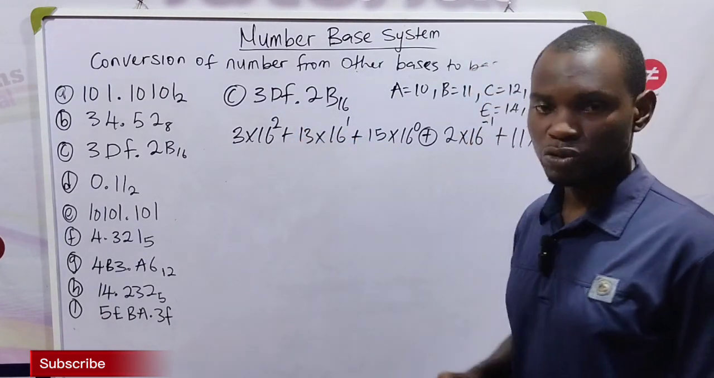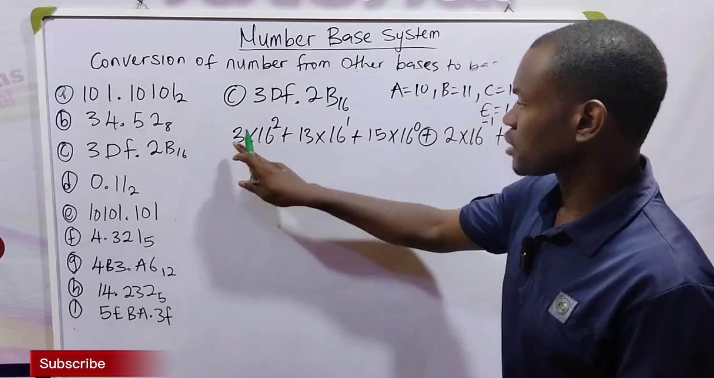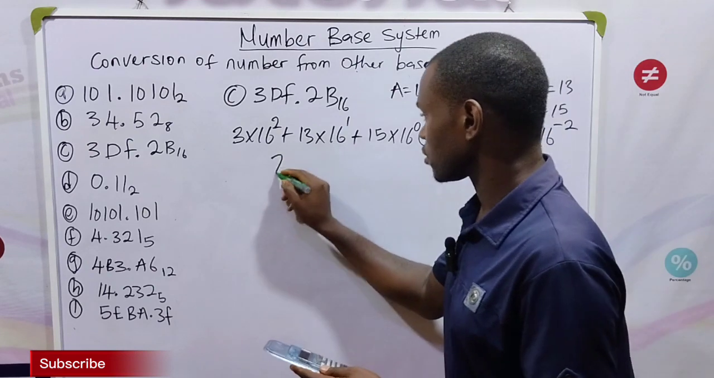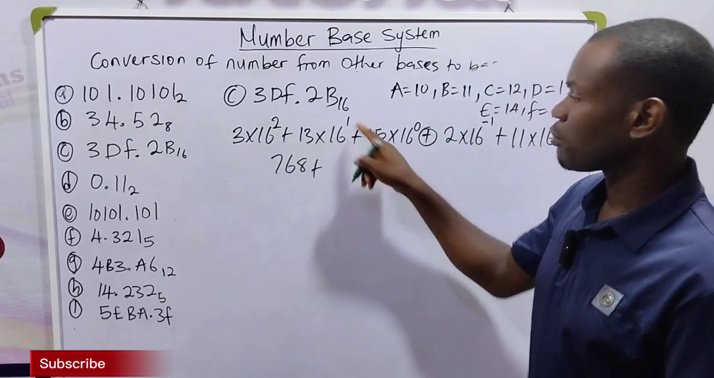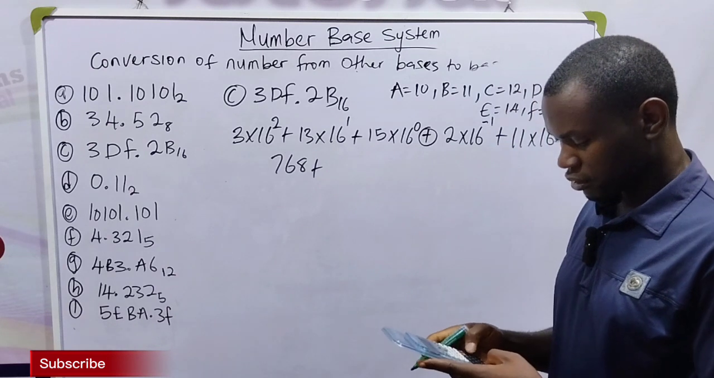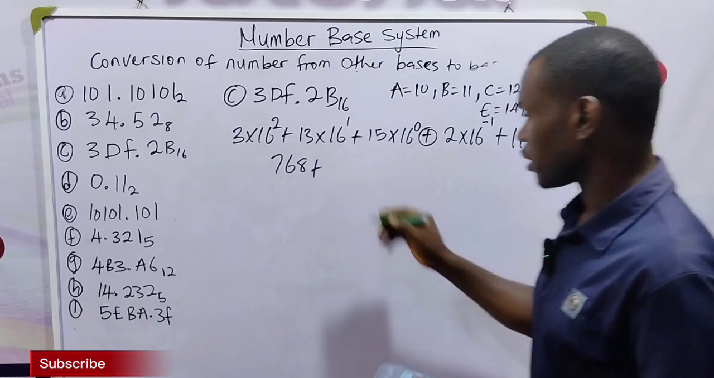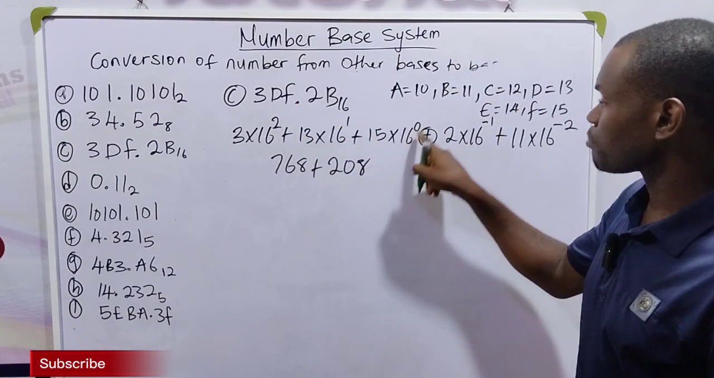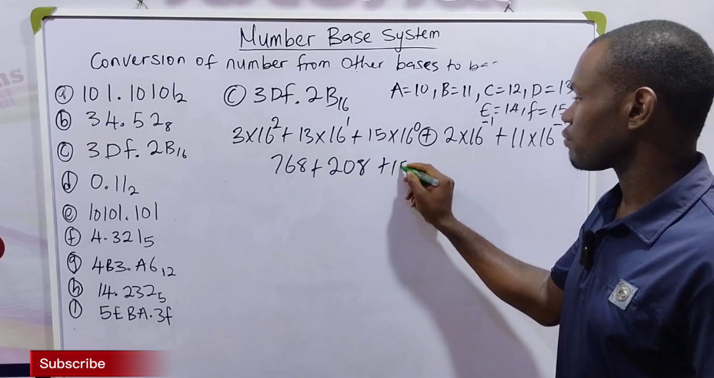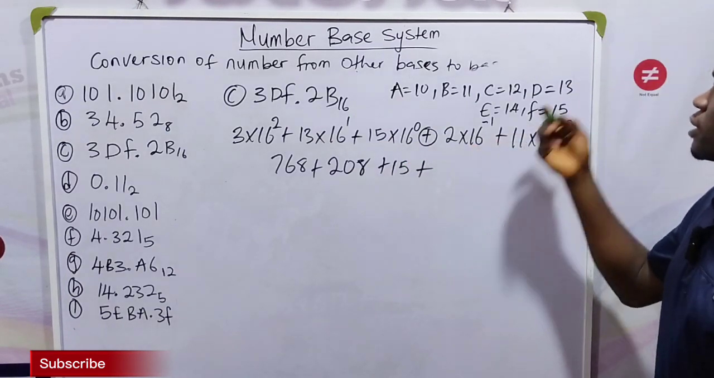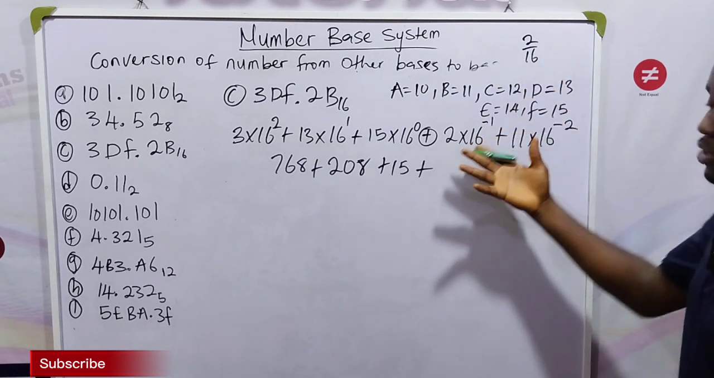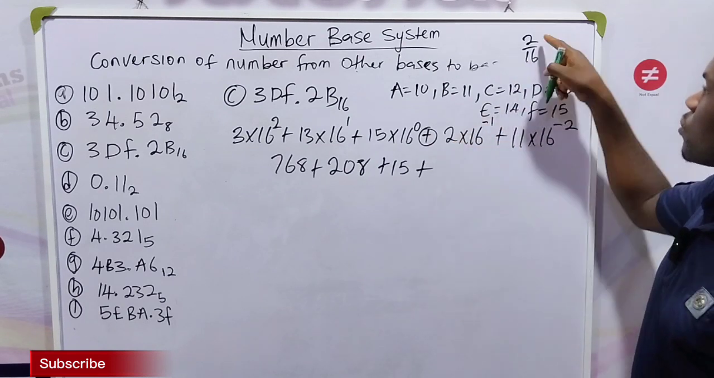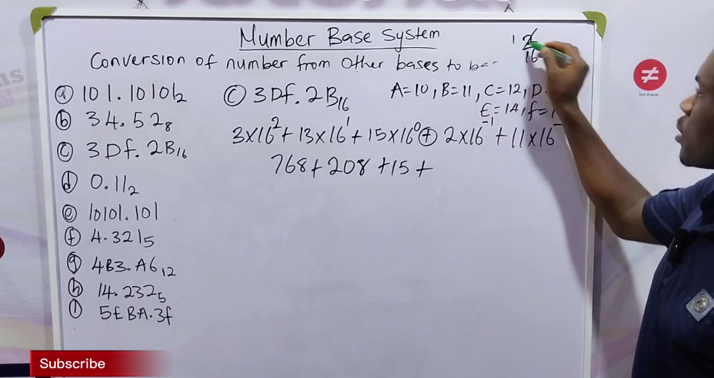So 16 raised to the power of 2 gives us 256. Then 256 times 3 gives us 768. 16 power 1 is 16. Then 16 times 13, we have 208. 16 power 0 is 1 times 15. We have 15. Plus here, we will have 2 over 16. We already know how to get it. 16 inverse is 1 over 16 times 2, you have 2 over 16. So divide 1, divide 8.